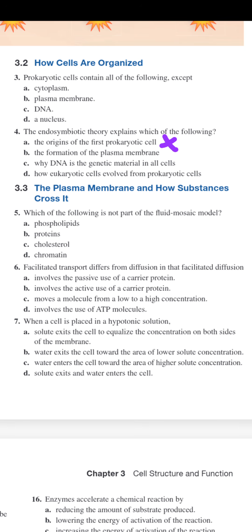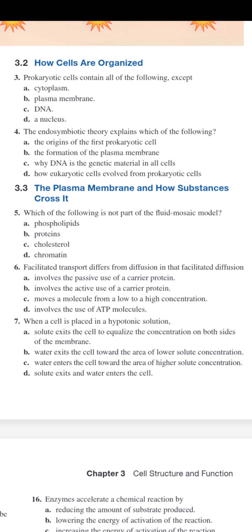The formation of the plasma membrane, your cell surface membrane, and how it's formed? No. Why DNA is the genetic material of all cells? Nope. How eukaryotic cells evolved from prokaryotic cells. As I told you, we believe that all cells started as prokaryotes, including mitochondria and chloroplasts, and some sort of pressure caused them to evolve into a eukaryotic cell, but they still retained their own DNA and RNA. So it explains that eukaryotic cells evolved from prokaryotic cells.